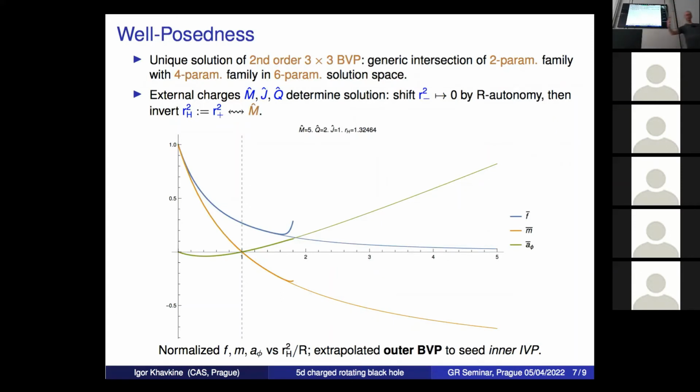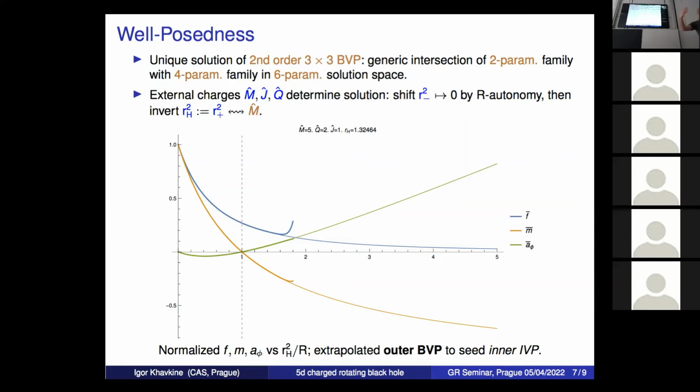We now have two families of solutions: a generic solution satisfying all the properties we want at infinity, and a generic solution satisfying all the properties that we want at the horizon. The one at infinity is two-dimensional. The one at the horizon is four-dimensional. And they're sitting inside the six-dimensional solution space of the BVP.